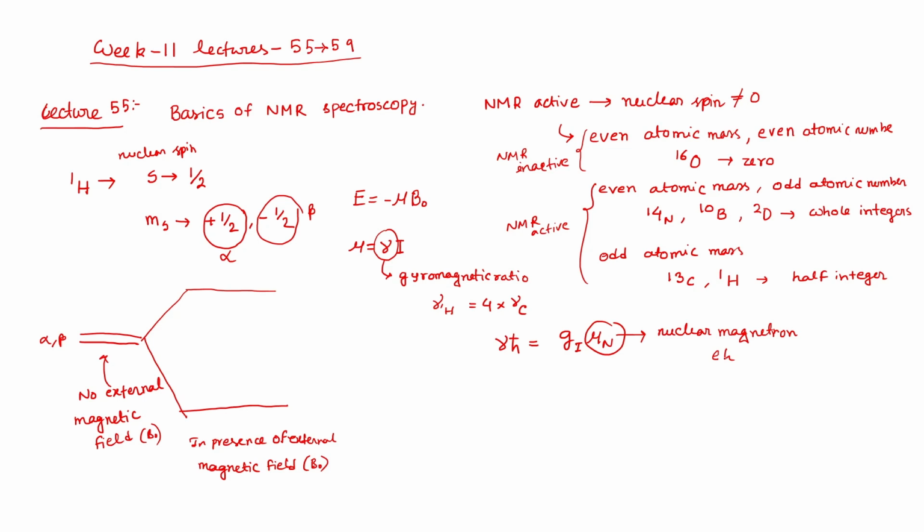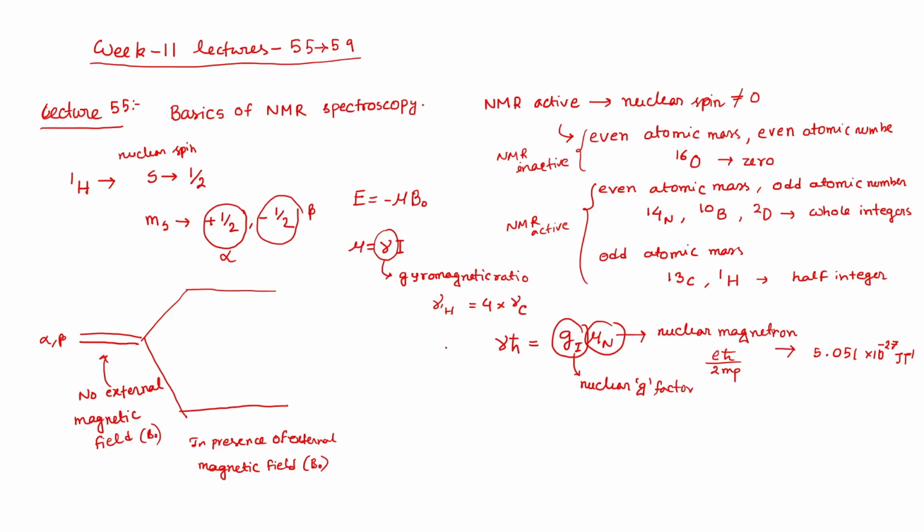So mu_n is e h cut by 2 m_p, mass of proton in this case, the nuclear magneton. Similarly, in case of electron, it is the Bohr magneton, which is e h cut by 2 m_e, and its value is actually 5 into 0.51 into 10 to the power minus 27 Joule Tesla inverse. And this g_i is actually the nuclear g factor.